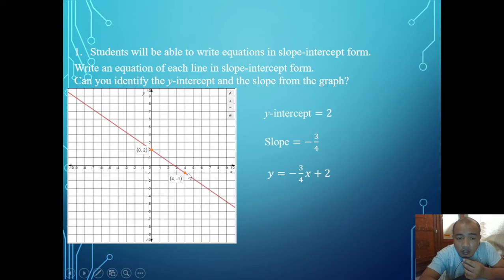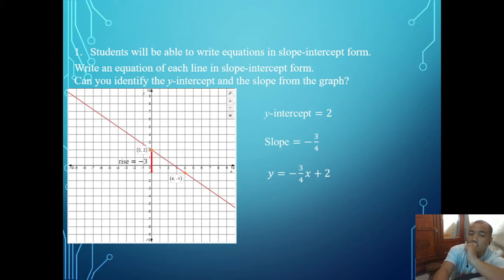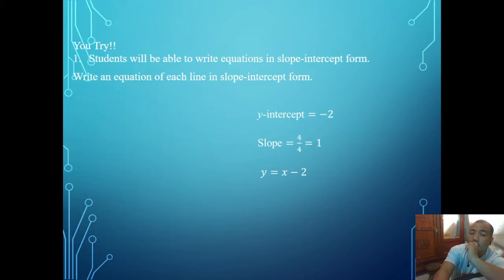Or you can also get this point. 1, 2, 3. Run: 1, 2, 3, 4, to the left because the slope is negative. So negative 3 fourths is the slope. Therefore the equation of this line is y equals negative 3 fourths x plus 2. You substitute m and b into y equals mx plus b. That will be the equation of the line. Rise is negative 3, run is 4, so negative 3 fourths.